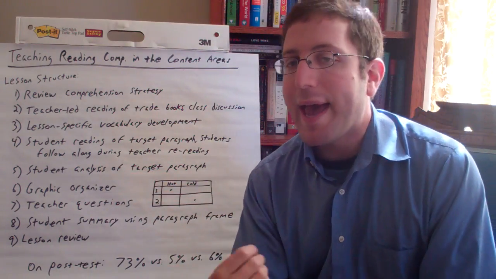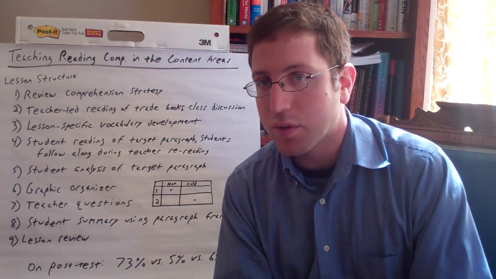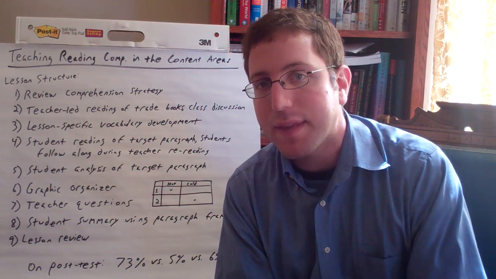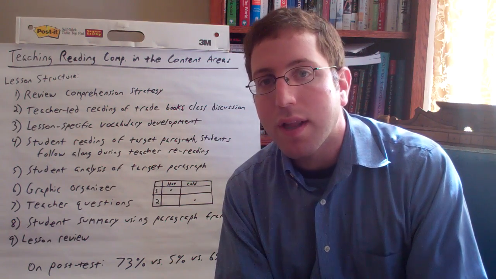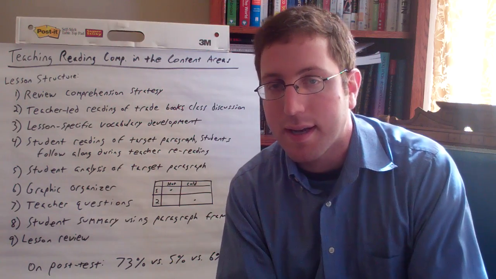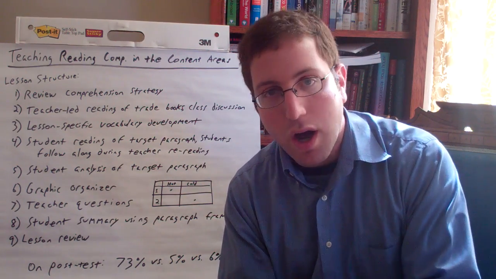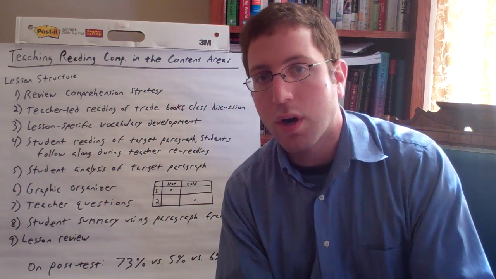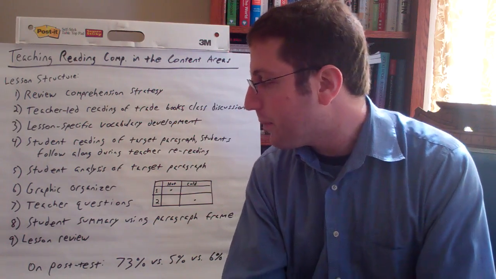Then the students would analyze the target paragraph, and here's the guided practice, independent practice side of things. Students would do things like underline the clue words in different colors that show this is a comparison sentence, this is a contrasting sentence. Later on, this is a pro word, this is a con word. Just really started to work with that.